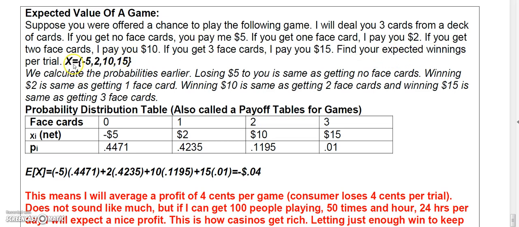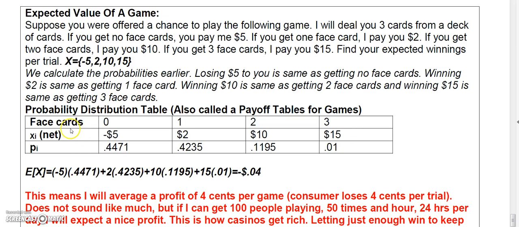Okay, let's talk about the possible values of your random variable as far as your winnings are concerned. So you could lose $5 if you get no face cards. If you got 1 face card, you could win $2. If you get 2 face cards, you could win $10. And if you get 3 face cards, you could win $15. Now on this game, you don't pay to play, so we don't have to worry like we did with the raffle of taking money away from these values.